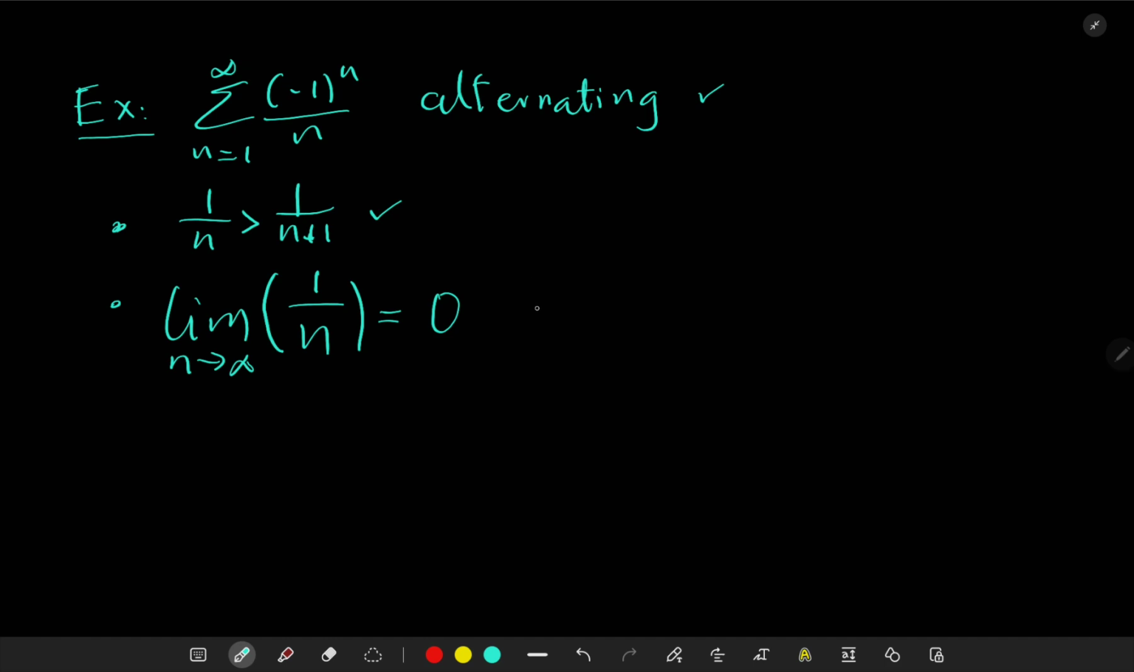So we have the three conditions necessary for the alternating series test to be applicable, and they are satisfied. And in that case, the alternating series test tells us that the series from n equals 1 to infinity is convergent. And in a minute, we're going to talk about what types of convergence here.